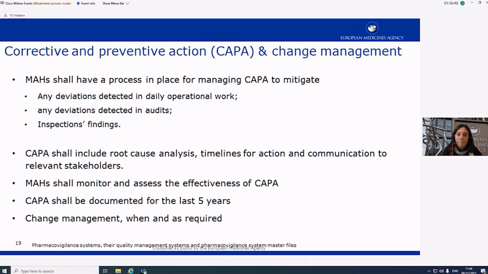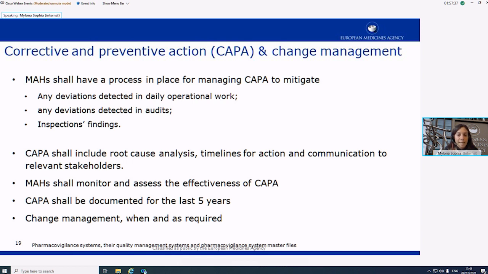So the corrective and preventive action plan and change management. So this is also described in the Commission implementing regulation. And it is important to highlight that you should correct and prevent any deviations detected. So this can be in the daily operational work, and maybe this is easier to correct, but then you also look at any deviations detected in audits, and of course you include also inspection findings. It is important to look for the root cause of each finding, of course, because this will really help to correct the deficiency and prevent it in the future.